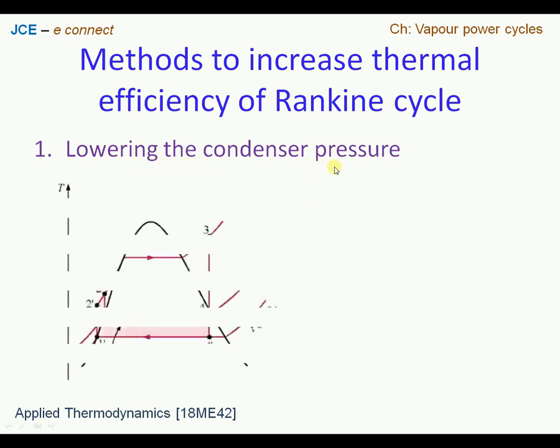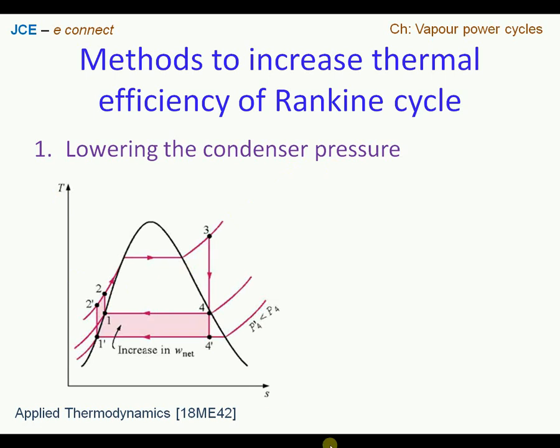So we have a TS plot here, we have a saturation dome, and we have the boiler pressure here, which is from 2 to 3, and then we have the condenser pressure that is from 4 to 1 and so on. Here we are seeing that the first method is lowering the condenser pressure. So when we lower the condenser pressure, one has to come down and draw the next pressure curve, where point number 4 becomes 4', point number 1 becomes 1'.